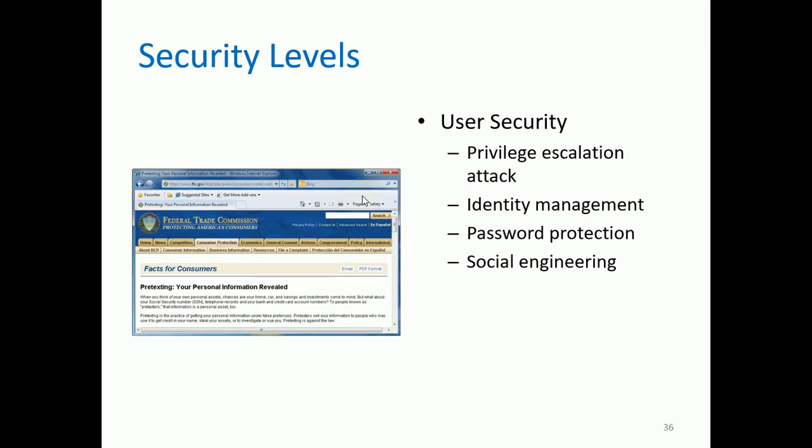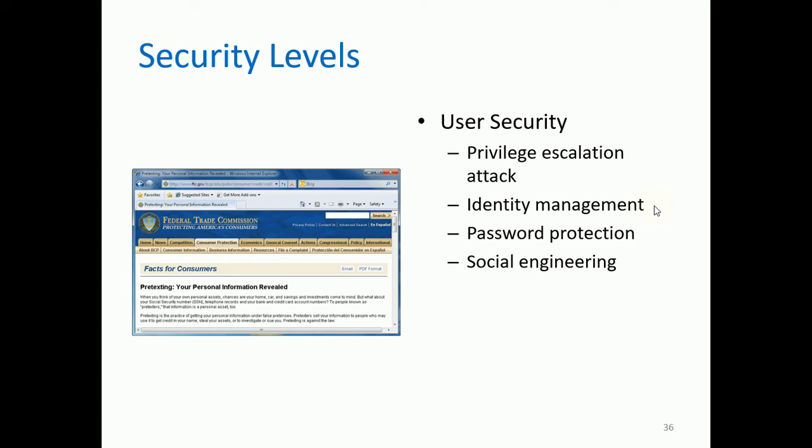Okay, next we have user security. For user security, we have to prevent the privilege escalation attack. In privilege escalation, you acquire data or information that is then used to access other data or information. And then we have identity management. For example, if you're going to have an email, there is a secret question, a very personal question.